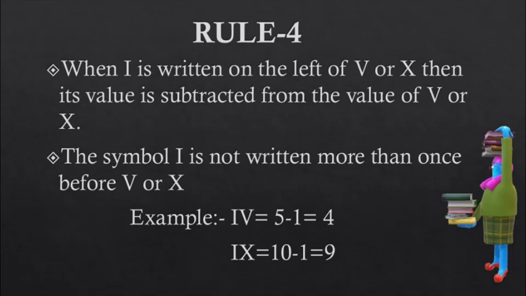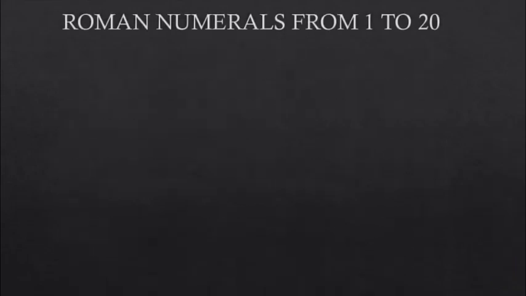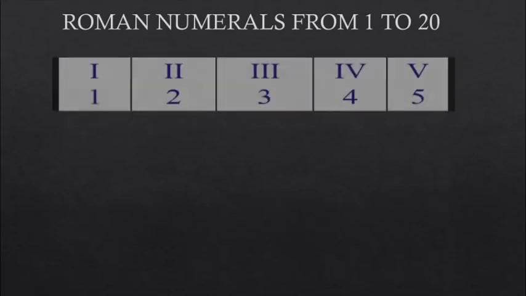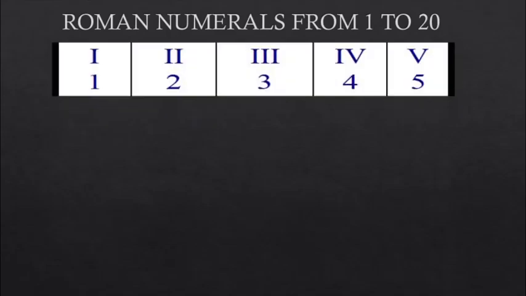Let's understand the Roman numerals from 1 to 20. 1 is written as I. 2 I's are written, that means 2. 3 I's, 3. Now here 4 is written. How is it 4? Now if you look at the symbol, V is there, and on the left hand side we have written one I. So that means 5 minus 1, which is 4, and the next symbol is 5.